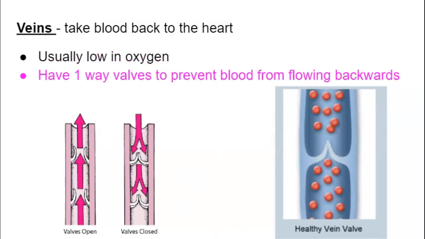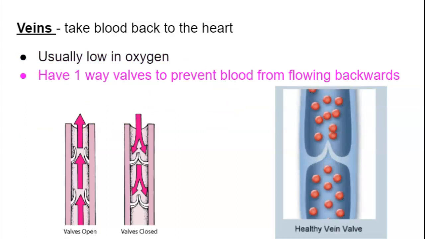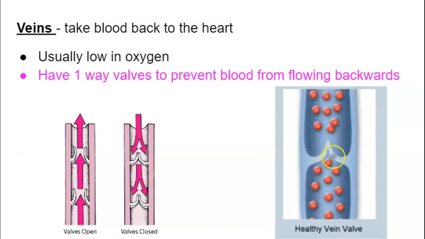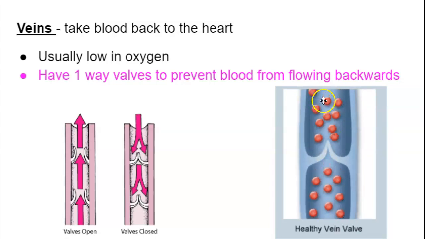So these have one-way valves to prevent blood from flowing backwards. And this is important because it's not moving as fast as it was when it first left the heart. It's slowed down a little bit, and we need to make sure that it doesn't flow backwards.